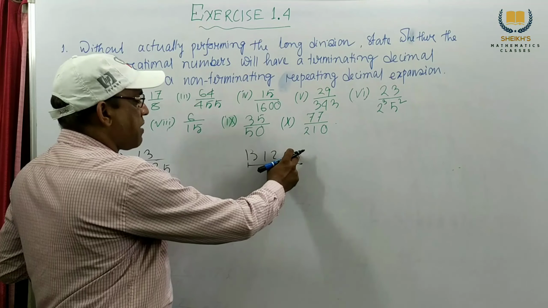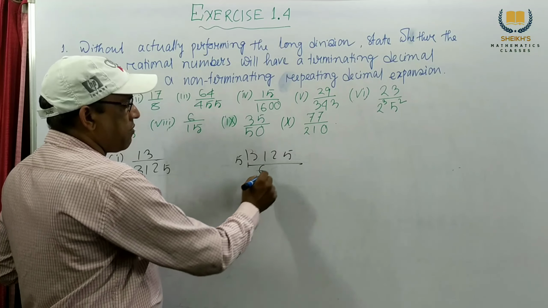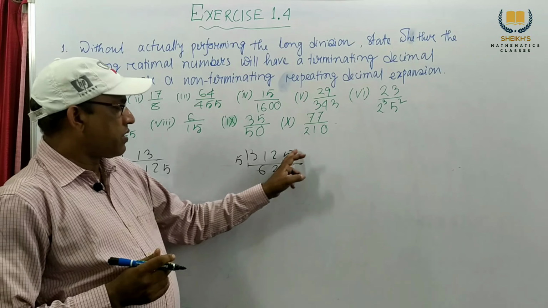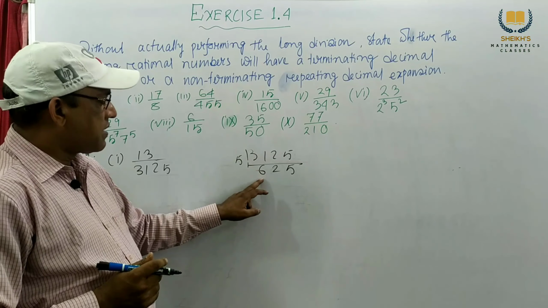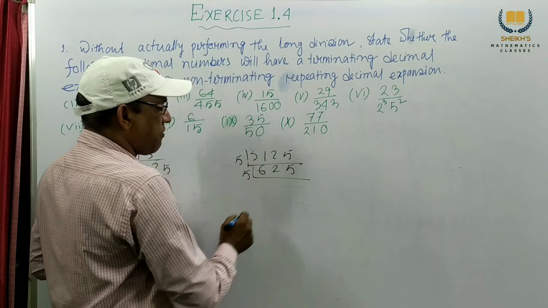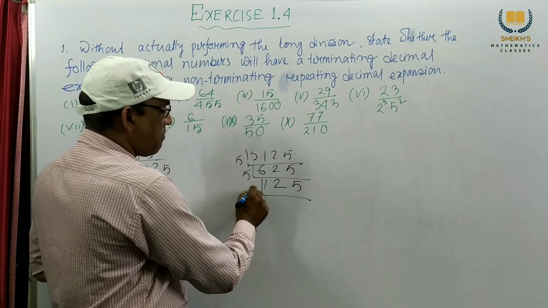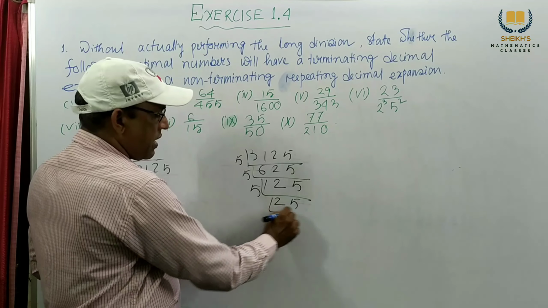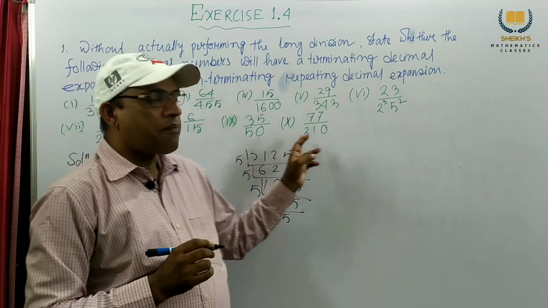Now the last digit is 5, so we divide by 5. 5 sixes are 30, 5 twos are 10, 5 fives are 25. Next, again we divide by 5: 5 ones are 5, 5 twos are 10, 5 fives are 25. Again by 5: 5 twos are 10, 5 fives are 25. Again 5 fives. So this is the prime factorization.